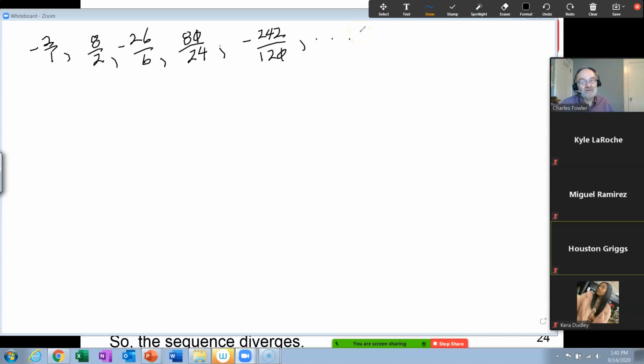Now we've got to figure out what in the world is going on here. I can look at those denominators and recognize that's n factorial. 1 factorial is 1, 2 factorial is 2, 3 factorial is 3 times 2, that's 6, 4 factorial is 4 times 6 is 24, 5 factorial is 24 times 5, which is 120. So we've got the denominator. That would be n factorial.